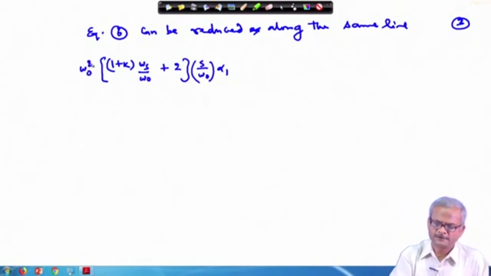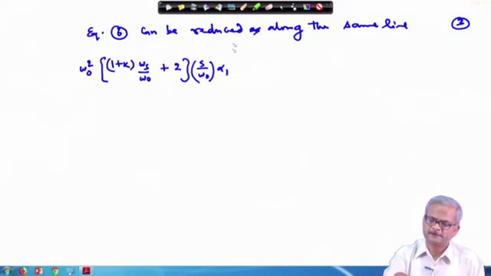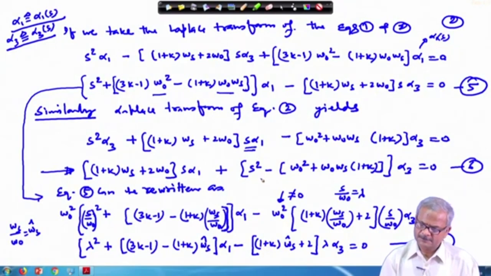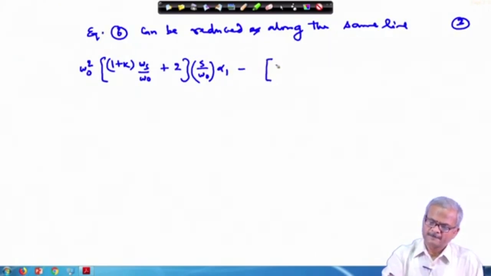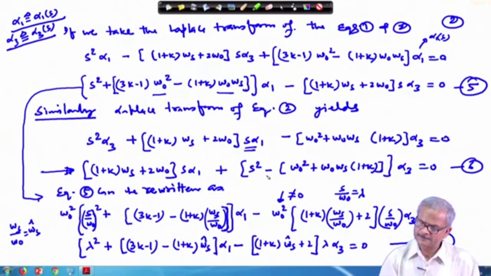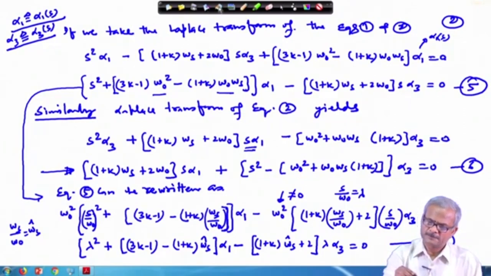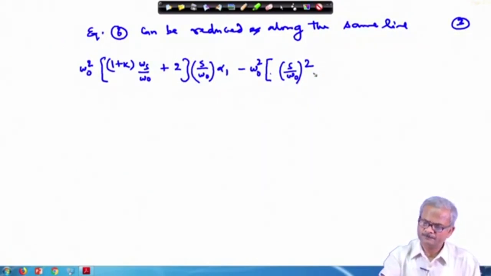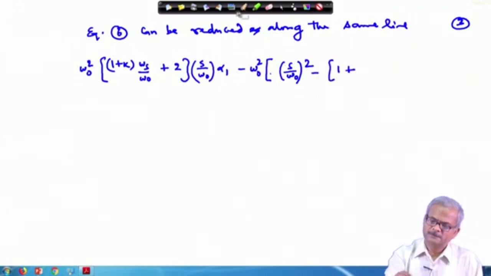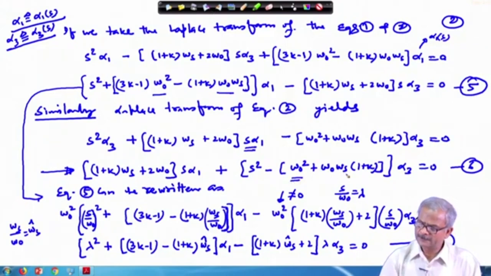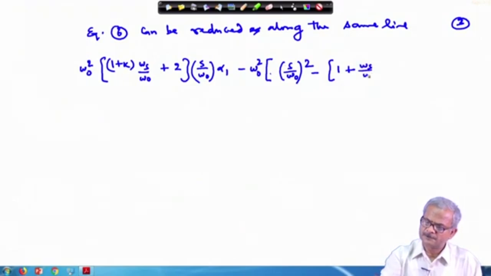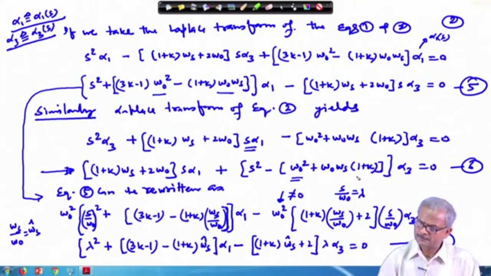So, one omega 0 we can cancel once inside the bracket, one here in this place. The other term, this is s square. So here also omega 0 square we can take outside. Then this is plus, here it is minus omega 0 square. So this is minus sign here. So this becomes 1, okay. This term becomes 1, and we get here omega s by omega 0. So this is omega s by omega 0 times 1 plus k.